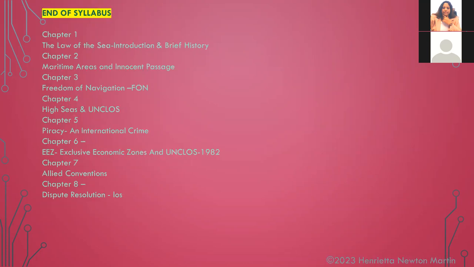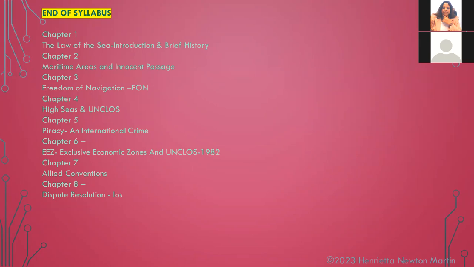So this is all. With this, we complete our syllabus. You have 8 chapters. Chapter 1, we discussed the law of the sea, introduction and brief history. In chapter 2, we studied maritime areas and innocent passage. In chapter 3, we studied freedom of navigation. In chapter 4, we studied high seas and the United Nations Convention on the Law of the Sea. In chapter 5, we spoke about piracy as an international crime.